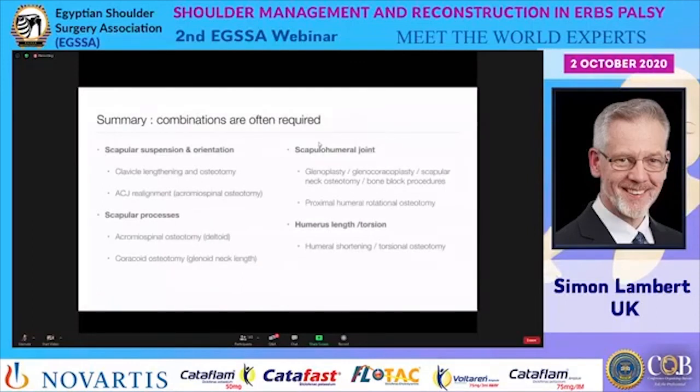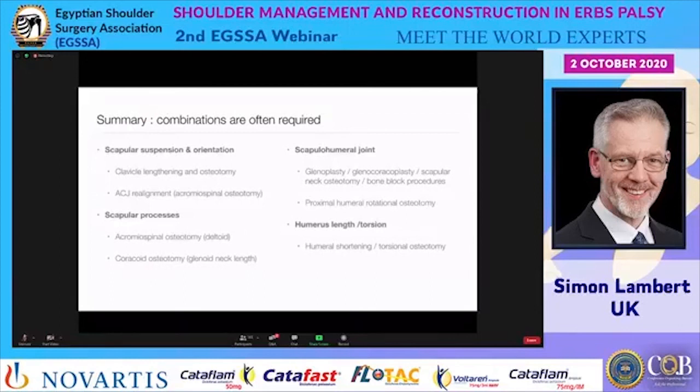So in that brief summary, I've suggested that we've got four things to consider. Scapular suspension through clavicular surgery, lengthening and derotation osteotomies, and acromiospinal osteotomy to realign the acromioclavicular orientation. That may require release of the deltoid and consideration of the humeral length. We have scapular processes, which include the acromion and coracoid, where we can undertake shortening osteotomies or realignment osteotomies, but these depend on the soft tissues for their ability to correct deformity.